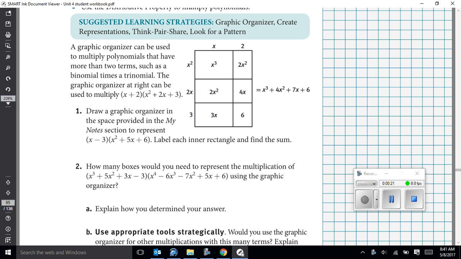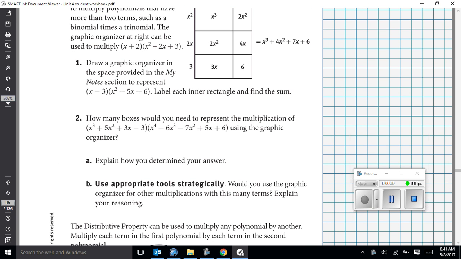A graphic organizer can be used to multiply polynomials that have more than two terms, such as a binomial times a trinomial. The graphic organizer at right can be used to multiply x plus 2 and x squared plus 2x plus 3. So draw a graphic organizer in the My Notes section, and we're going to multiply x minus 3 and x squared plus 5x plus 6.